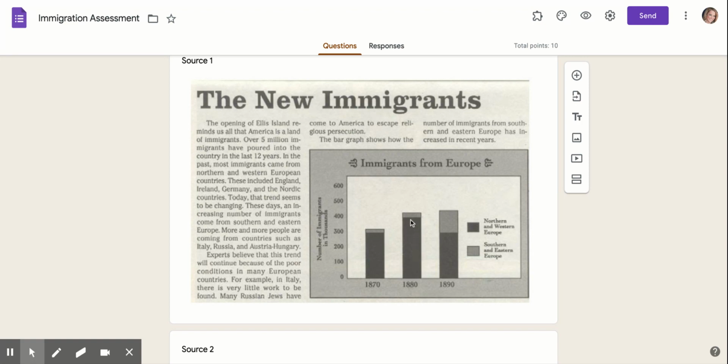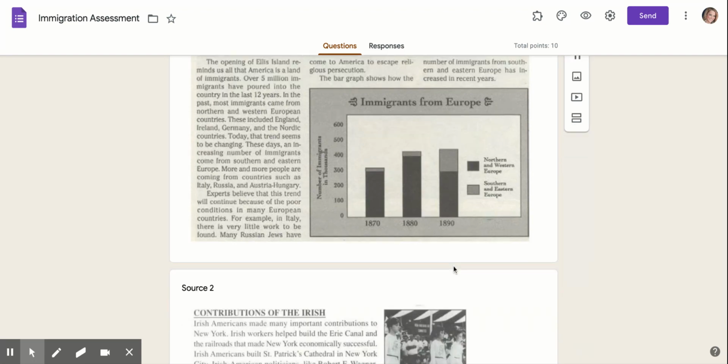In 1880, I now have around 400,000 immigrants. Same thing, majority coming from Northern and Western Europe. Now, in 1890, my amount stays almost about the same, except I have a large increase in the people from Southern and Eastern Europe and a decrease in the amount of immigrants from Northern and Western Europe.